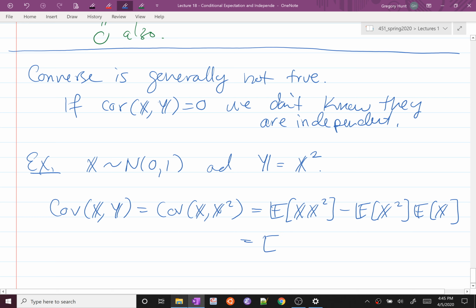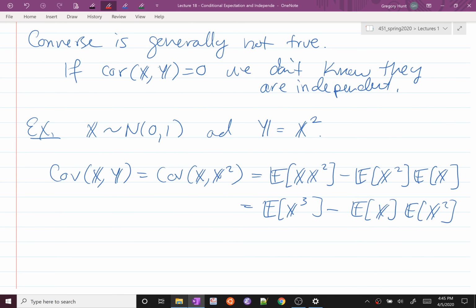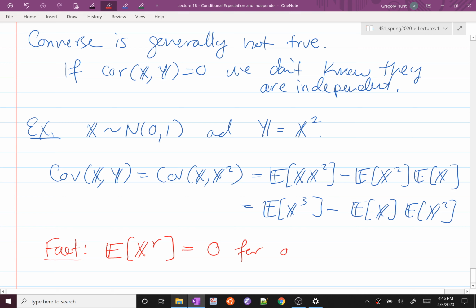And so this is the expected value of x cubed minus the expected value of x times the expected value of x squared. Now, a fact for a standard normal distribution is that the rth moment is 0 for odd r. The odd moments are 0 if the mean is 0.